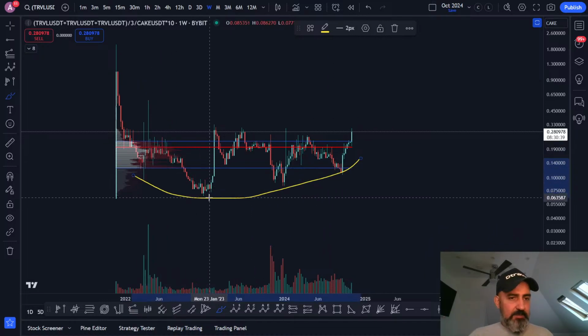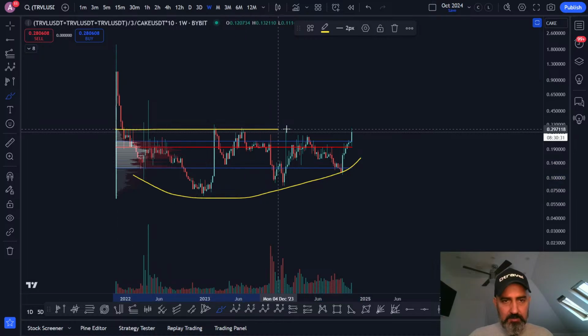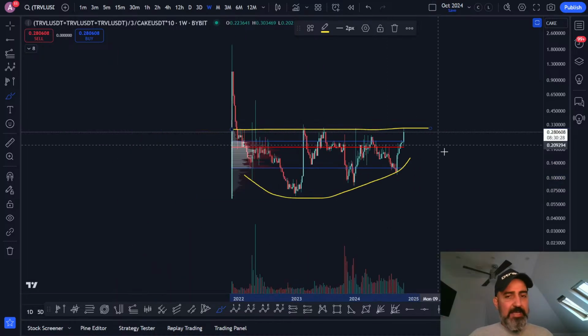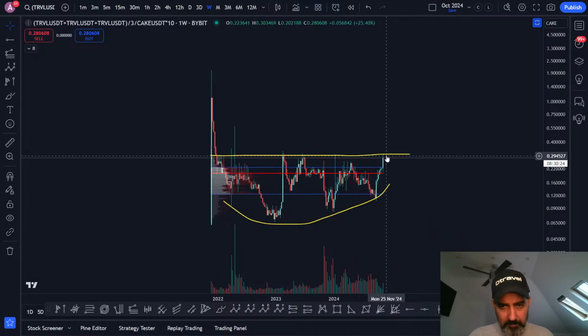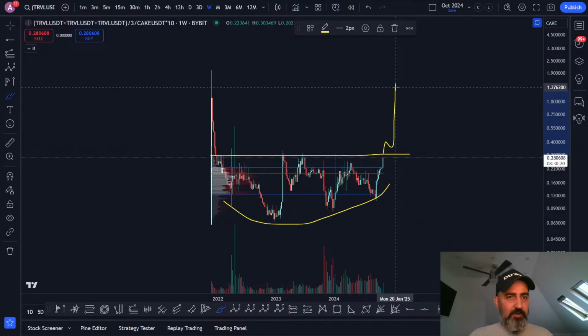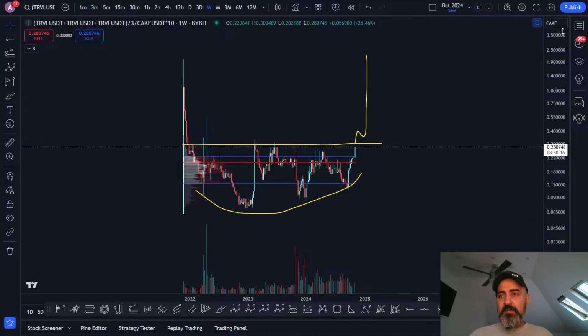See that? And we got a pretty flat neckline here. And we're coming up against it again. So we got a little bit of a rounding bottom, and we've got a flat neckline. I'd be interested to see if we have a really nice breakout and go up here. That's kind of what I would want to see. All right.